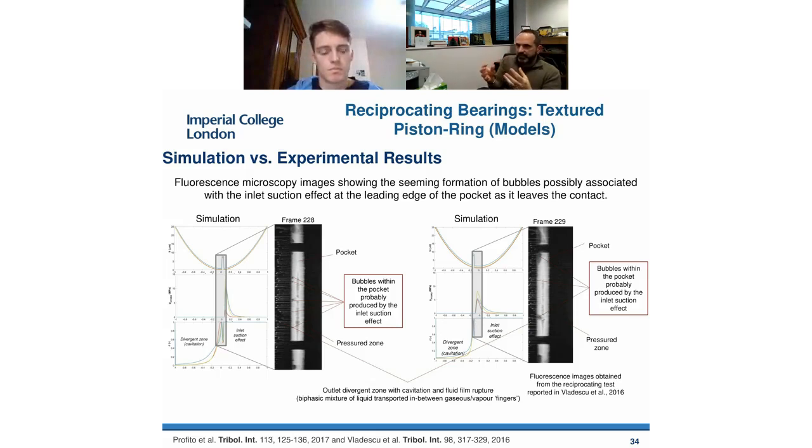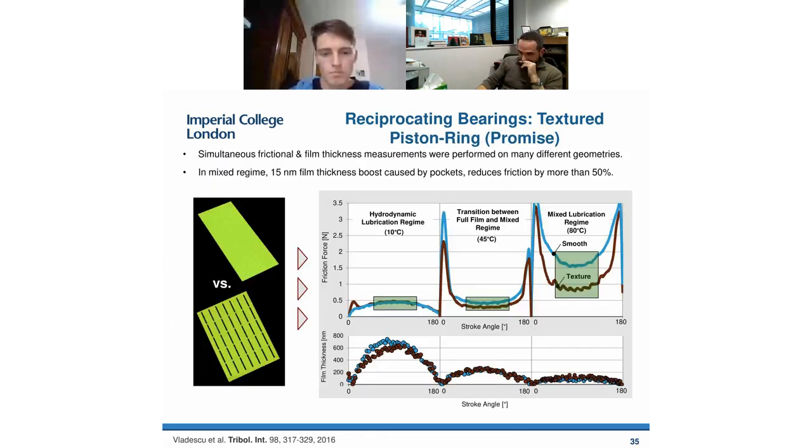This is a beautiful example where something potentially fairly complex can be unwrapped into different aspects so that you can actually understand it better. And in fact, this is what you can see here if you look back at the experiments. If you look at the hydrodynamic regime, as the pocket passes by there is an increase in film, which is noticeable, but the friction doesn't change.